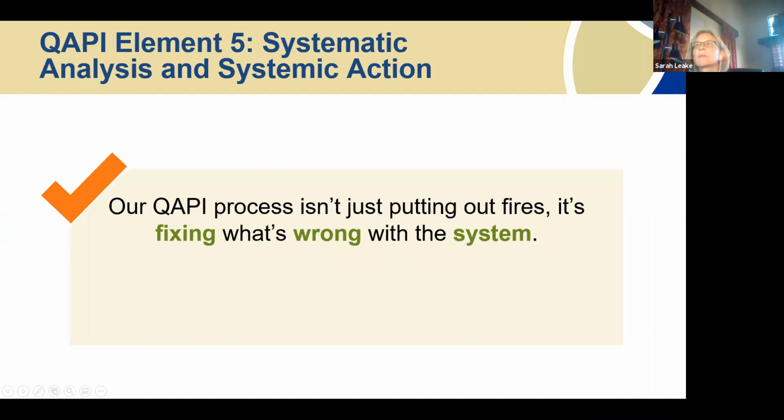So QAPI uses a systematic approach to determine when in-depth analysis is needed. The facility uses an organized approach to determine if identified problems are caused by the way our care is delivered. The systematic actions look comprehensively across all involved systems to prevent future events and promote sustained improvement. Facilities will be expected to develop policies and procedures and demonstrate their proficiency in root cause analysis.